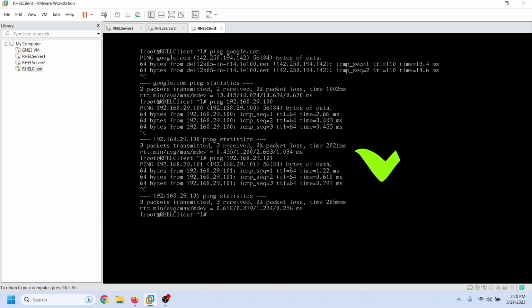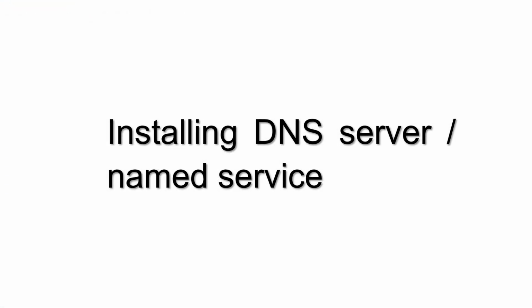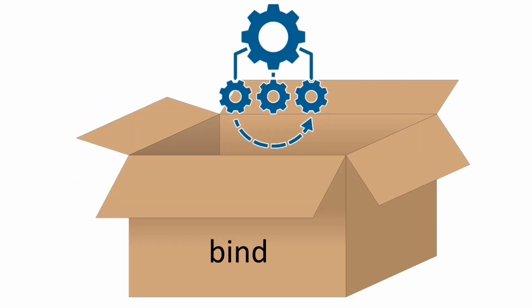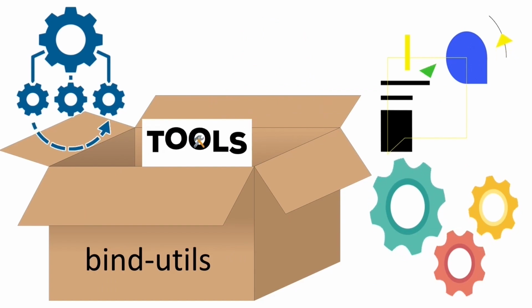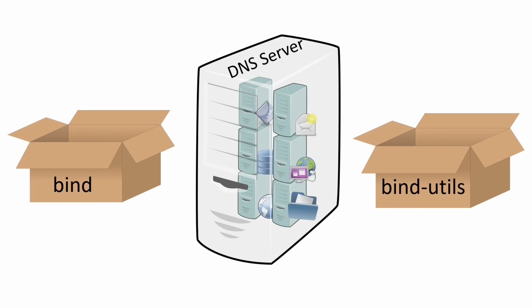As we can see here, all three systems are connected and have internet access. The named service runs the DNS server. The bind package provides the named service. The bind-utils package provides the tools we need to manage the named service. We need to install both packages on the system which we want to use as a DNS server.